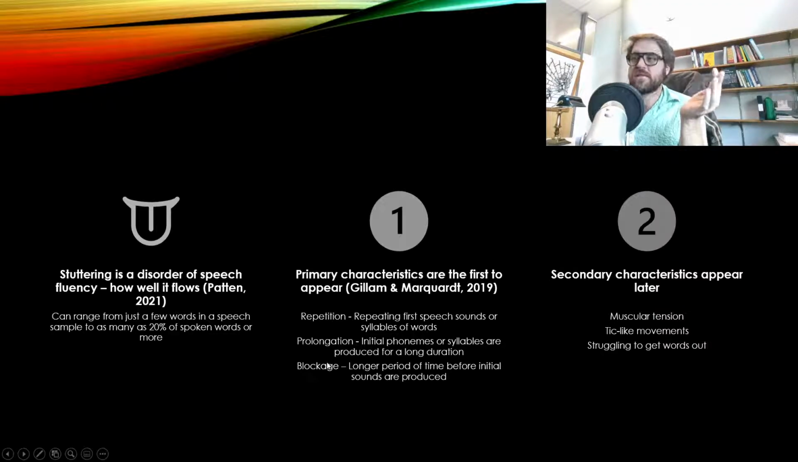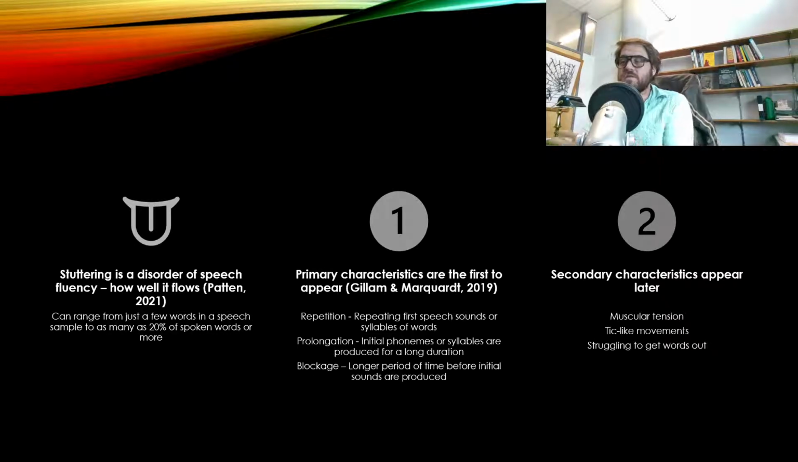Now I'm going to list the primary characteristics here. Repetition, where you're repeating the first speech sound or the first syllable of words. A prolongation is an initial phoneme that's produced for a long duration like that. Or you have a blockage, which is a long period of time before the initial sounds can be produced like that. And then the last bullet point here, secondary characteristics are going to appear later.